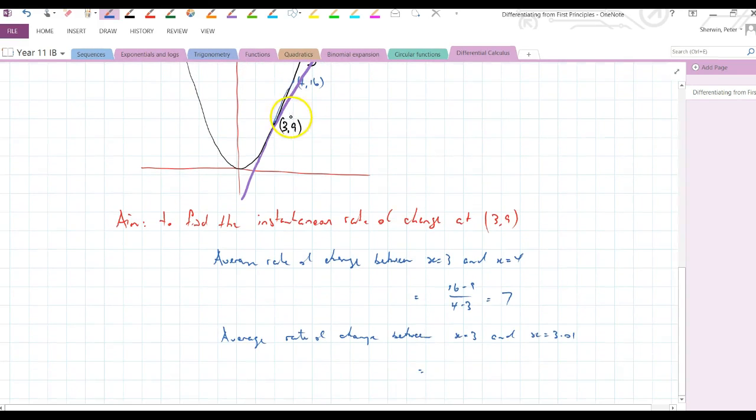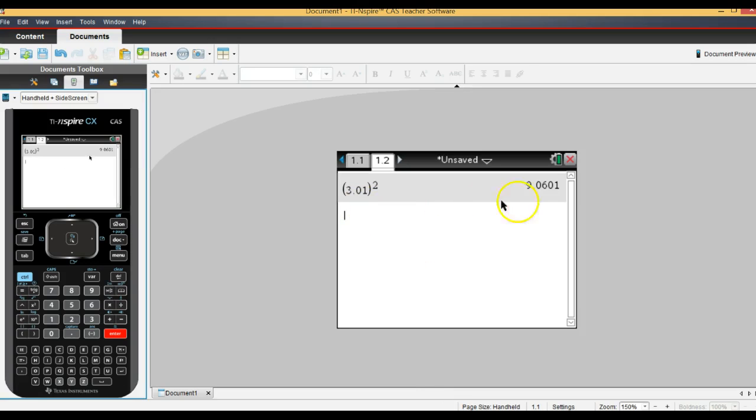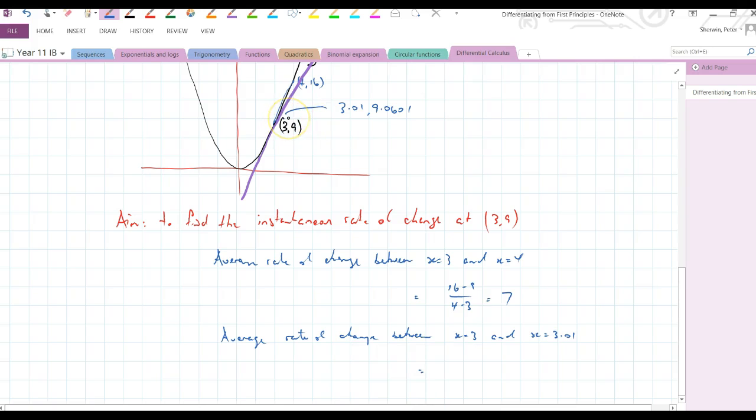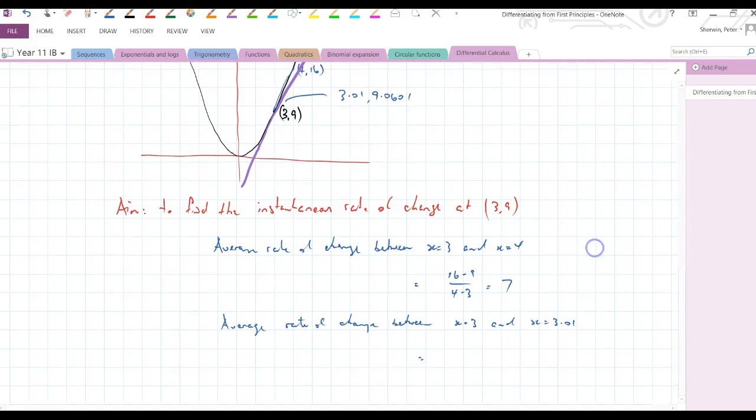So at 3.01, we got 9.0601, I think is what my calculation came to. So that's going to be our little secant here. So average rate of change between 3 and 3.01. So now the rise is 0.0601, so 0.0601 over our run, which is now 0.01. So what's that equal to? Dividing by 1 over 100, so that's times by 100, so it's 6.01. So now our average rate of change has gone down to 6.01.